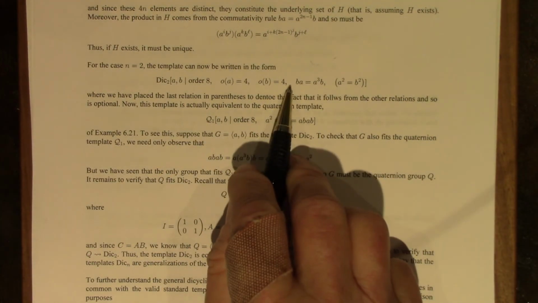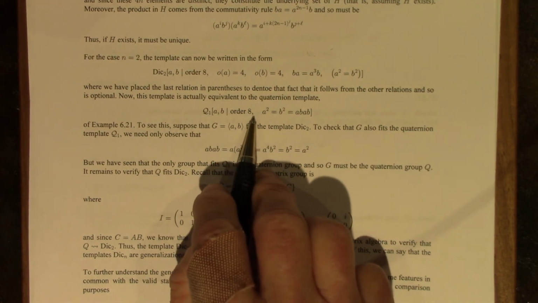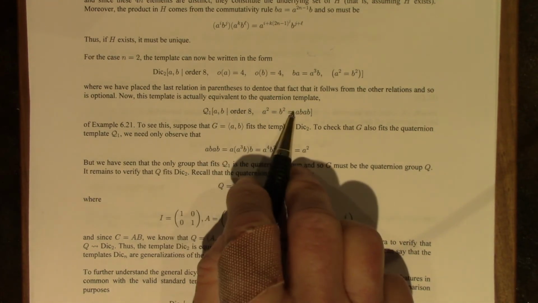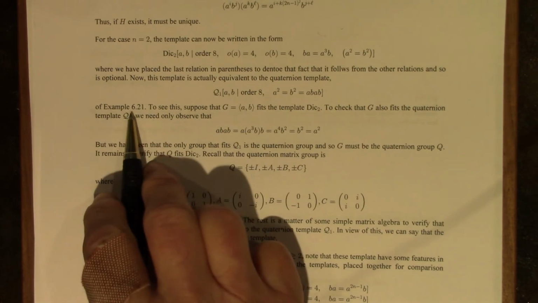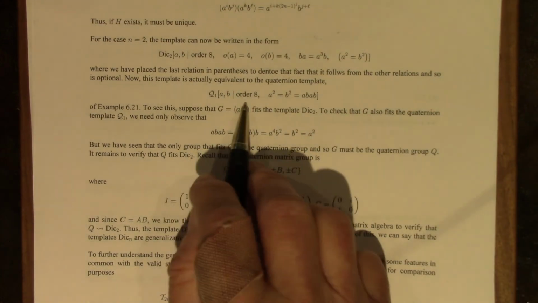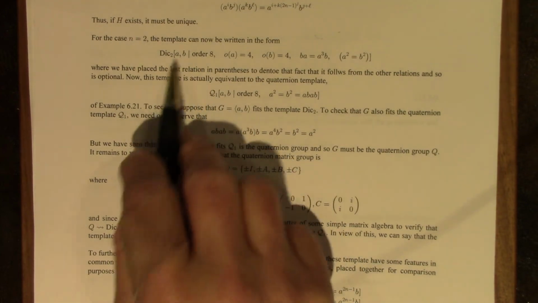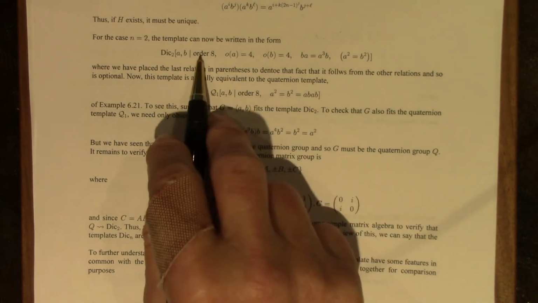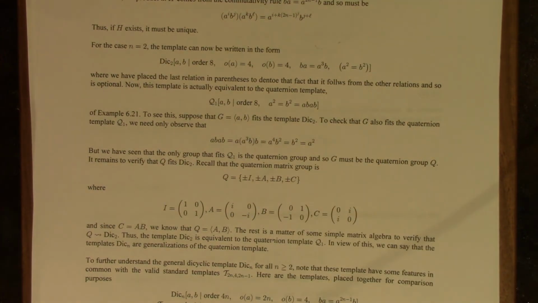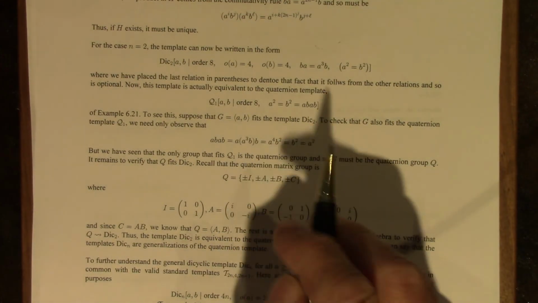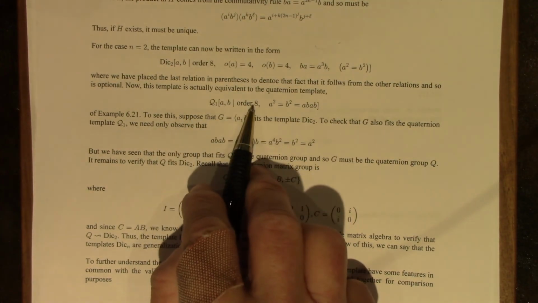This template is actually equivalent to the quaternion template, this one. And we talked about this in example 621. So to see this, suppose first that G generated by A and B fits this dicyclic template. To check that G also fits the quaternion template, all we have to do is observe we have the same group order.